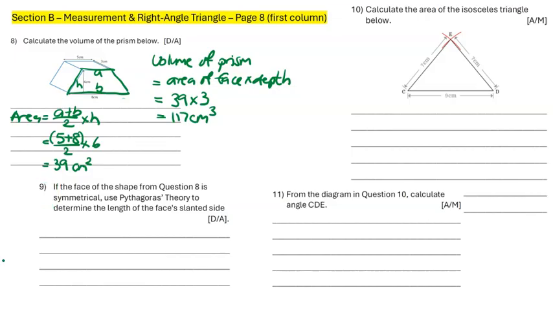So question number 9 there. So if the face of the trapezium in question 8 is symmetrical, use Pythagoras' theorem to determine the length of the face's slanted side. So let's draw a bit of a sketch. I'm going to redraw the face. And we were told that height there was 6, that there was 5, and that there was 8.